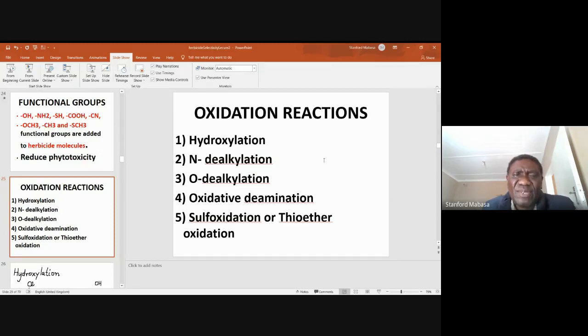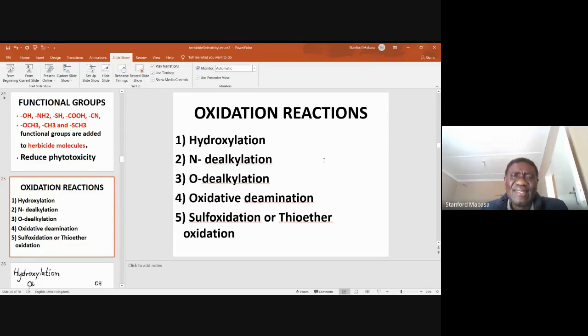Number 2, we've got N-dealkylation. Number 3, we've got O-dealkylation. Number 4, we have got oxidative deamination. And number 5, we have got sulfoxidation or thioether oxidation. So 5 things under oxidation.